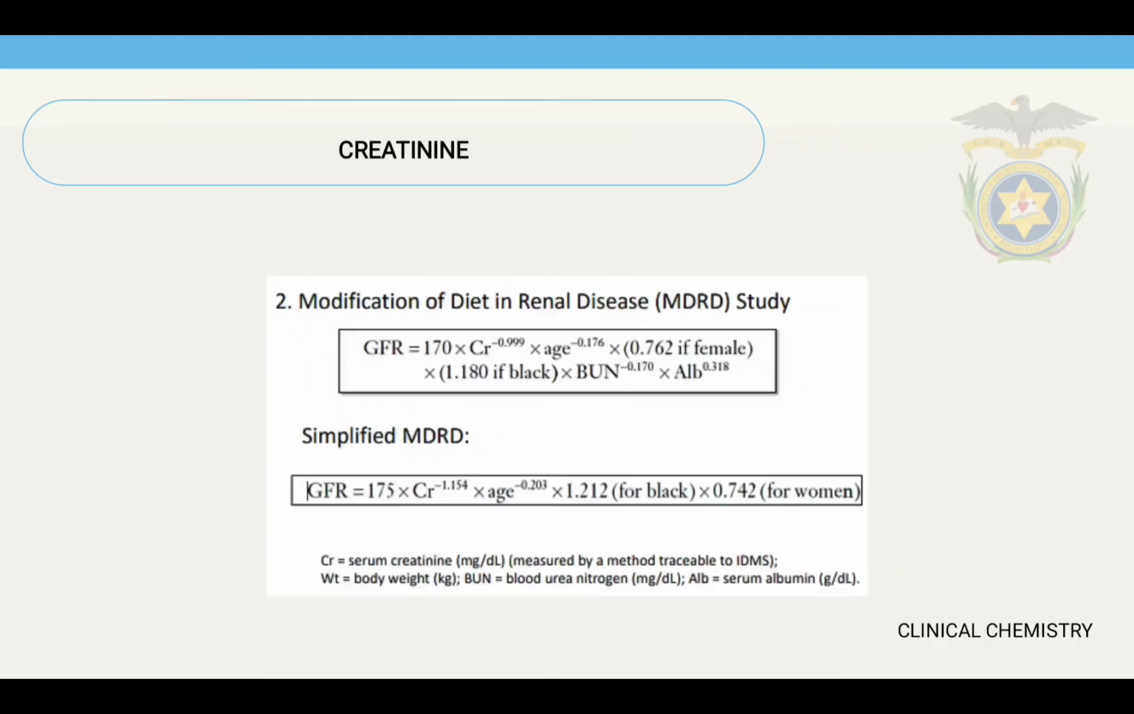So up next is your MDRD, or your Modification of Diet in Renal Disease study formula. Take note of the different variables you need to solve for it. For example, your creatinine, the patient's age, BUN, and then the albumin, and additional factors as well if the patient is black and female. For the simplified MDRD, again, take note of the necessary lab tests. For example, your creatinine, and then the patient's age, a multiplier if they are black and if they are a woman.